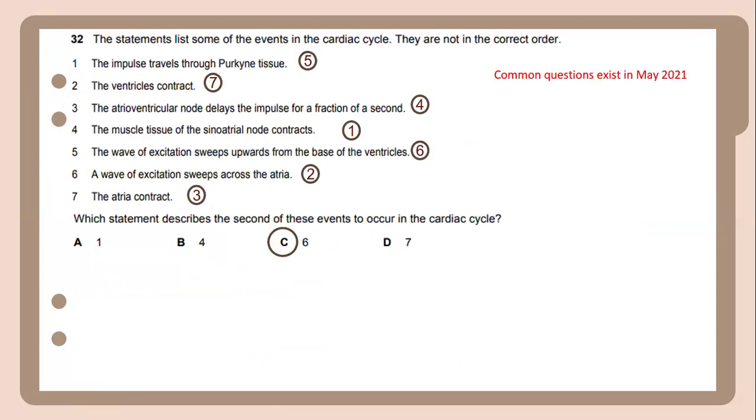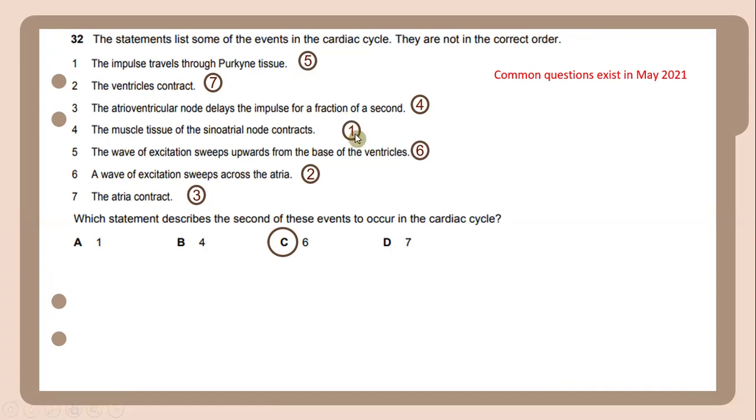The statement lists some of the events in the cardiac cycle that are not in the correct order. So this is actually a common question which already exists in the examination paper, May 2021. Which statement describes the second of 3 events to occur in the cardiac cycle? The circle here actually indicates the correct step.